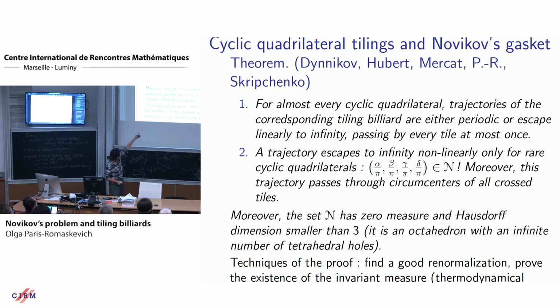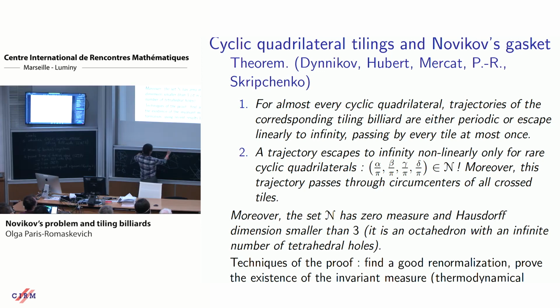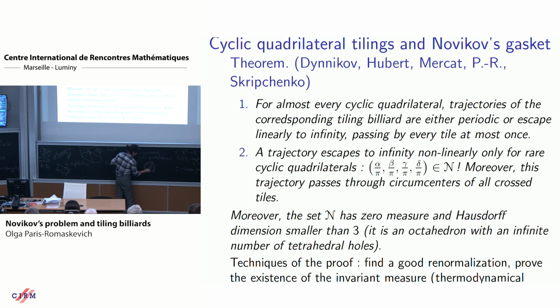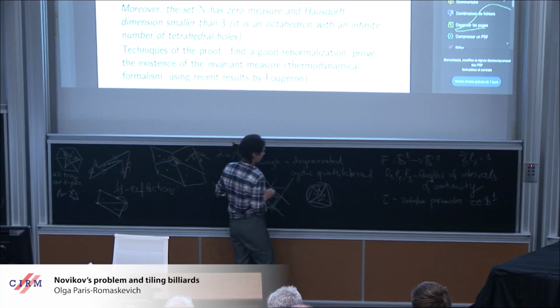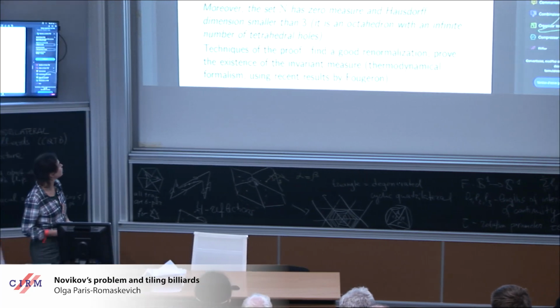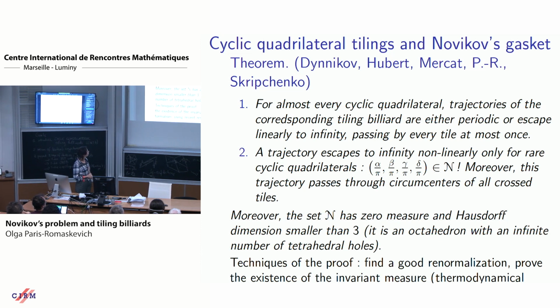Yes, I shouldn't have written alpha, beta, gamma, delta. I should have better written A, B, C, D, because the parameters that really matter are not the angles of your cyclic quadrilateral, because it's not defined by its angles, but these internal angles, which kind of correspond to sides A, B, C, and D. And so we classify the quadrilaterals for which the trajectories may also escape in a non-linear way. And the proof has different steps.